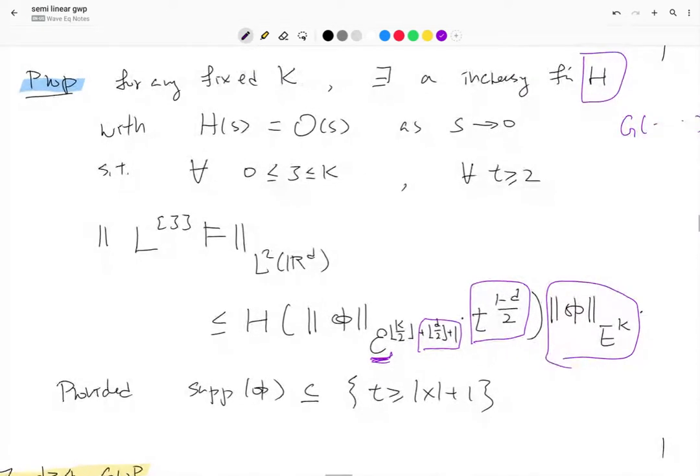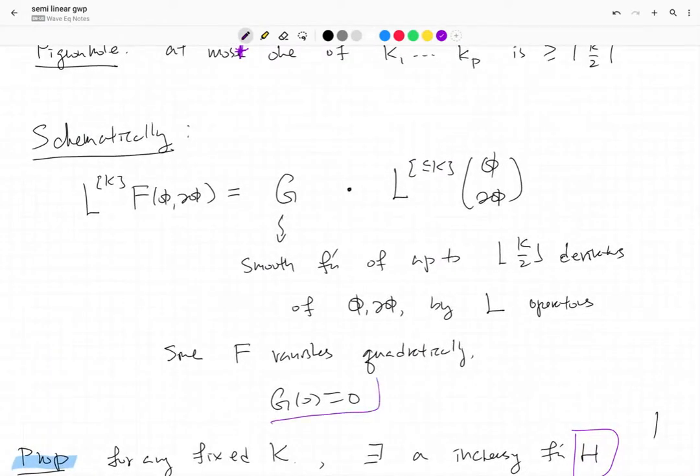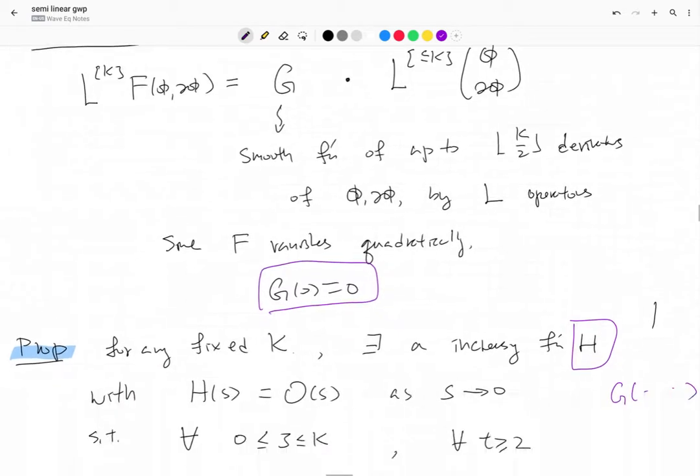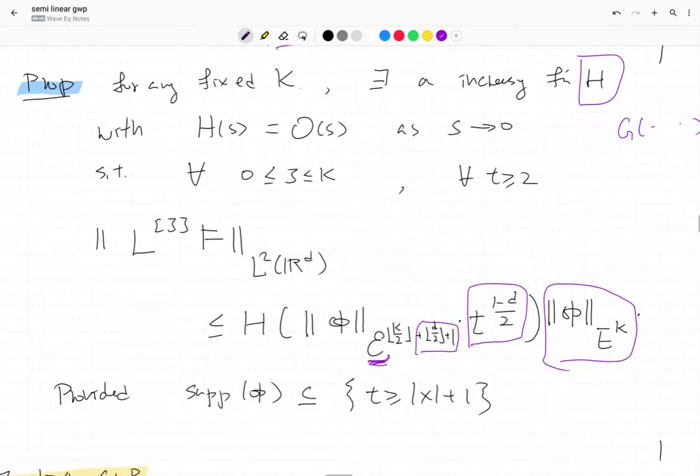Okay, and the fact that h is linear as s goes to 0 entirely comes from the fact that g is smooth and g of 0 is equal to 0. So this gives you that h of 0 is 0, and it's increasing, and it's linearly increasing. Okay, good. So we have the following proposition, and this proposition is sort of the fundamental proposition that we're going to be using to control our higher order energies.